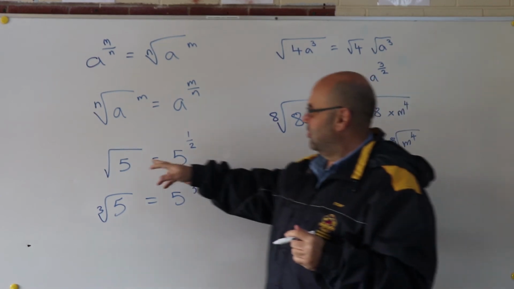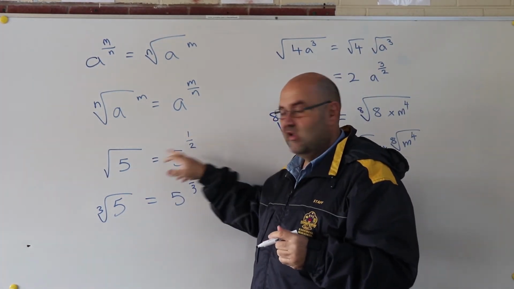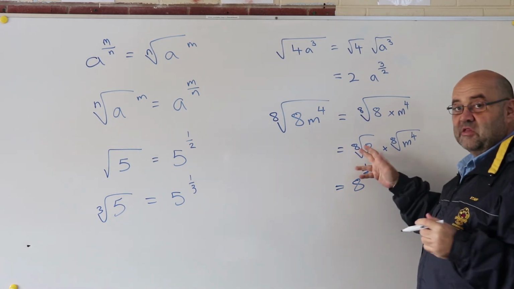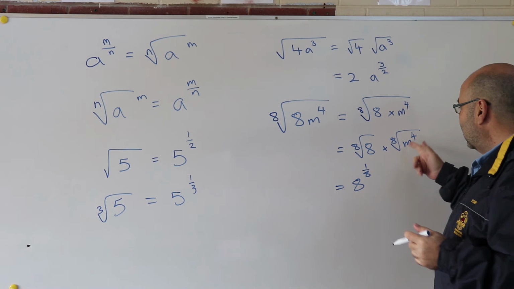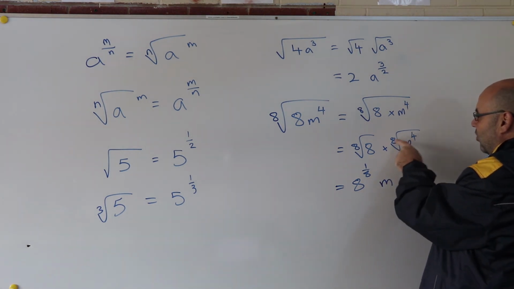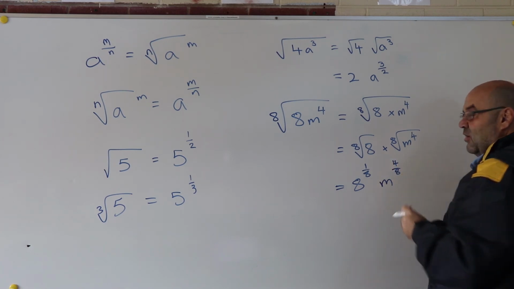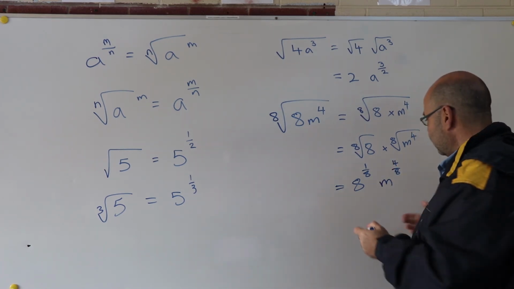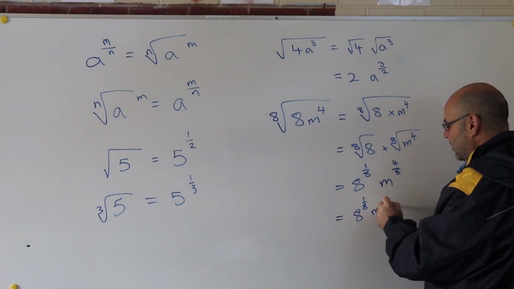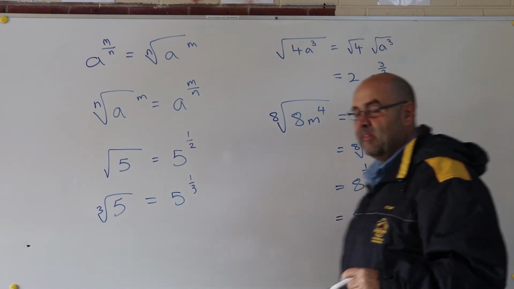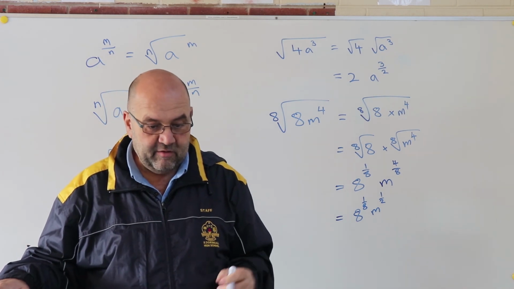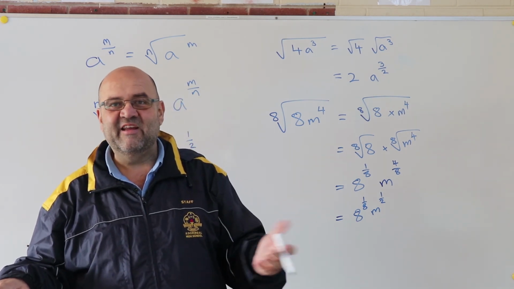In the same way that this was 5 to the power of 1 over 2 because it's the square root, the 8th root of 8 is 8 to the power of 1 over 8, because it's the 8th root. Now over here, I've got m to the power of 4 on 8. Well, 4 on 8, we know that's a half. So it's 8 to the power of 1/8 times m to the power of a half. That's expressing those terms in index form.